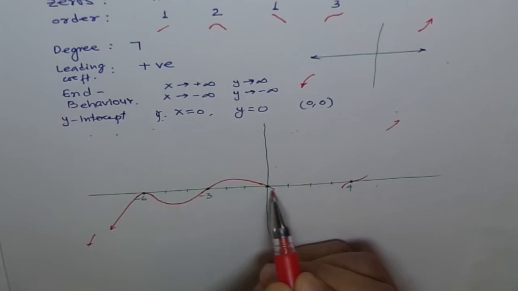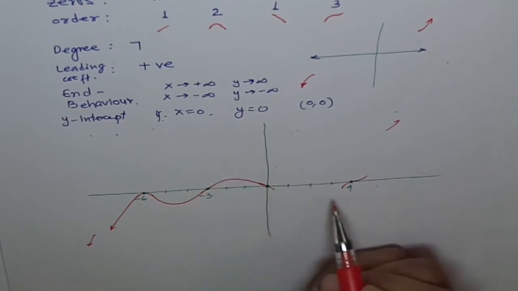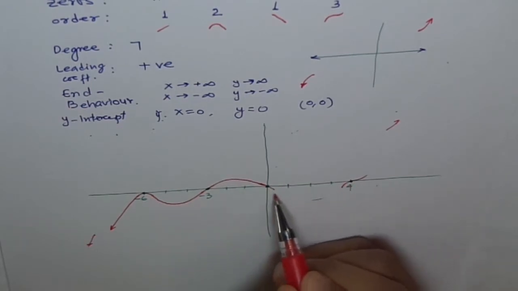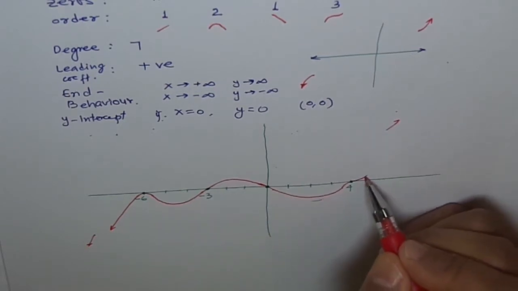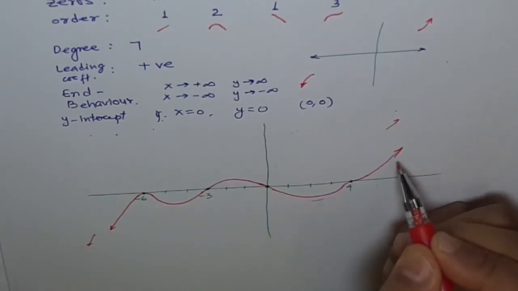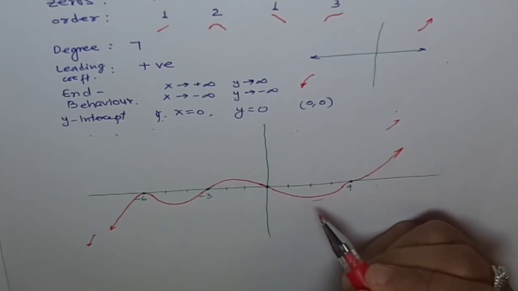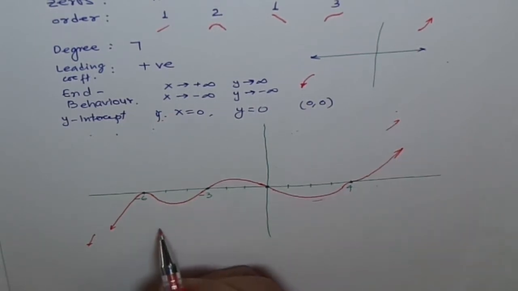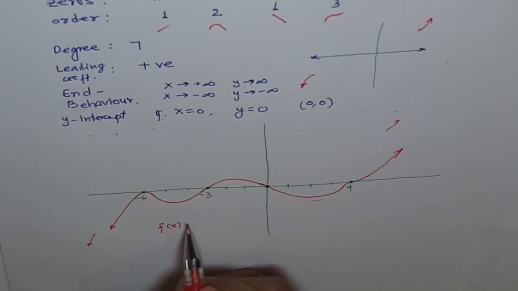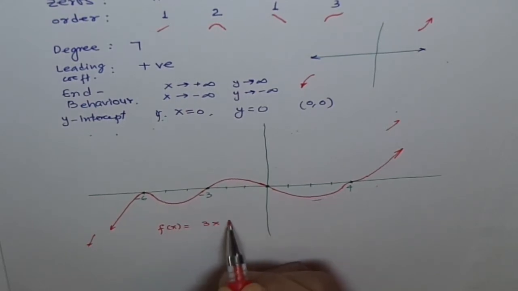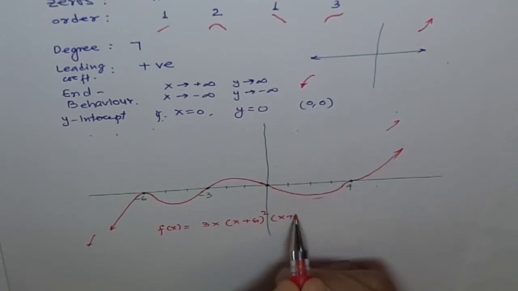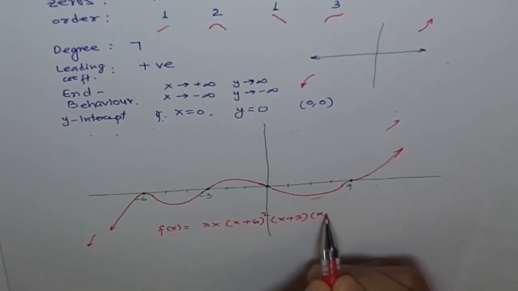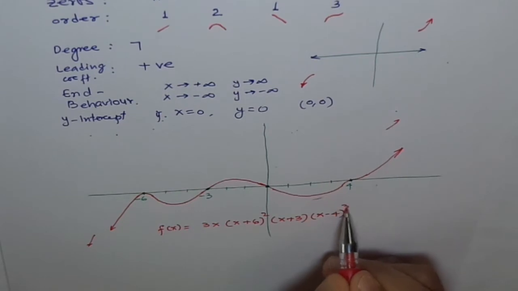So here we are, and we go like this, and that's a line. And then the idea is to connect this. So let's go like this and do this. And from here we will make our curve like this. So that becomes the sketch of a polynomial for our function f(x) equals 3x(x plus 6) squared (x plus 3)(x minus 4) cubed.